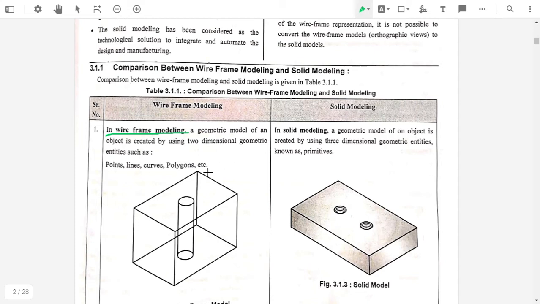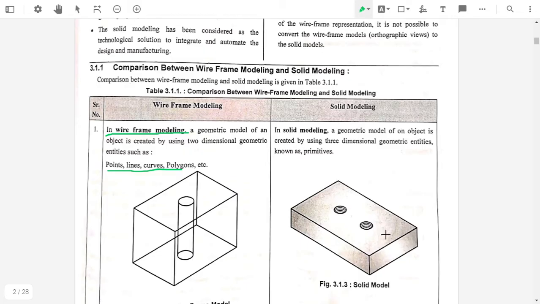Which are the different two-dimensional entities we have used? That is point, line, curve, polygon, etc. Here the circle is used, here lines are used, different types of lines are used to represent this object. And in solid modeling, the geometrical model of an object is created by using three-dimensional geometrical entities. Okay, to represent the three-dimensional object or a solid model, we use different types of three-dimensional geometrical entities, and these are called primitives.